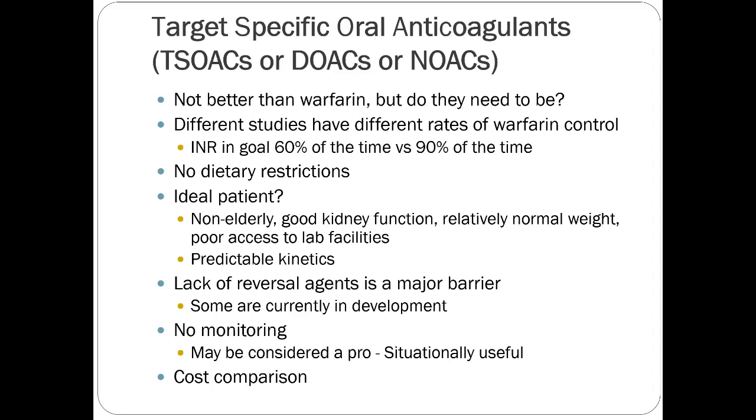So, target-specific oral anticoagulants. You'll hear them called the new drugs. This would be dabigatran, rivaroxaban, edoxaban, and apixaban. So the three factor Xas plus Pradaxa are all thrown into this group. And they're called DOACs or NOACs or SOACs or whatever you want to call them. I don't really care. They're called target specific because they work directly on factor Xa. They don't go through this roundabout mechanism through the liver like warfarin does. That's why they're called that.